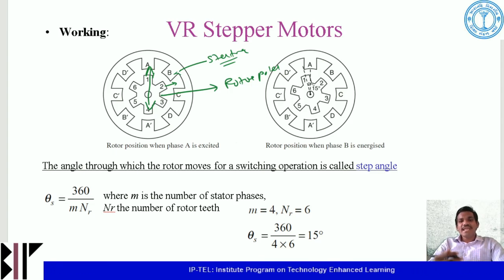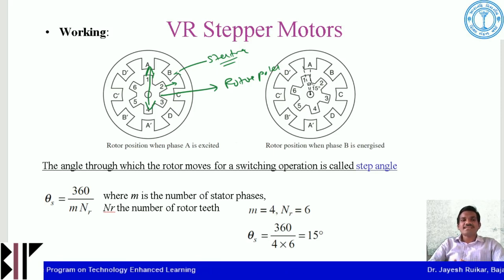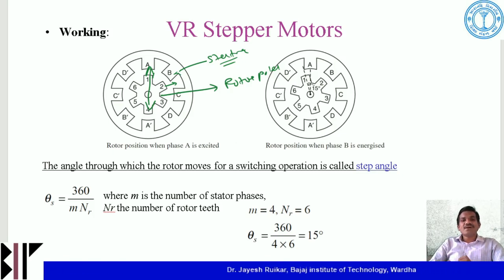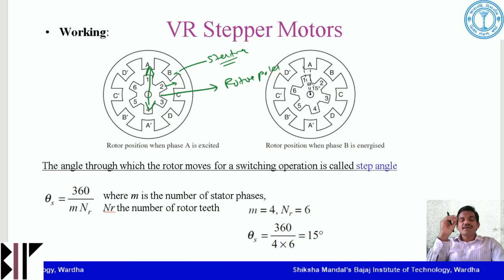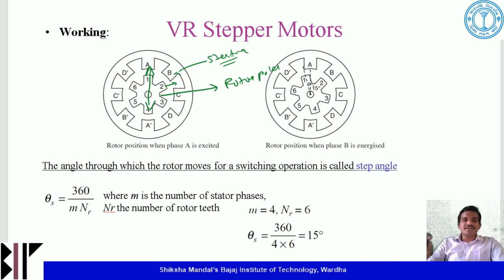When A is energized, it makes the stator poles A and A dash north and south magnetic poles. Then the stator poles attract the rotor teeth, because they are connected with the magnetic field, and the rotor rotates to get a position with minimum reluctance, that is, minimum magnetic resistance.